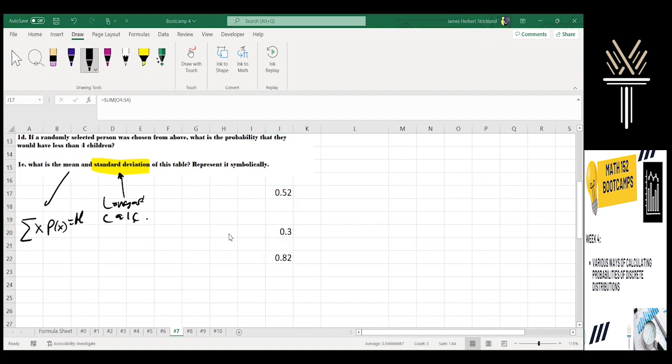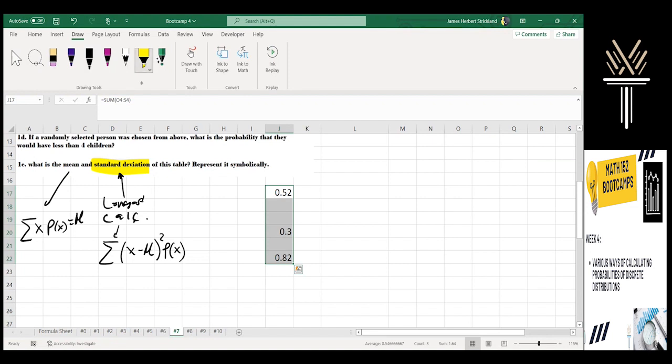Anyways, that's our mean calculation. And the standard deviation calculation is a little more. It is going to be the summation of x minus our average, our mu, squared times p of x. And I will show you step by step when we get to that part, each of the calculations. It's not hard calculations, as you'll see. It's just a lot of them.